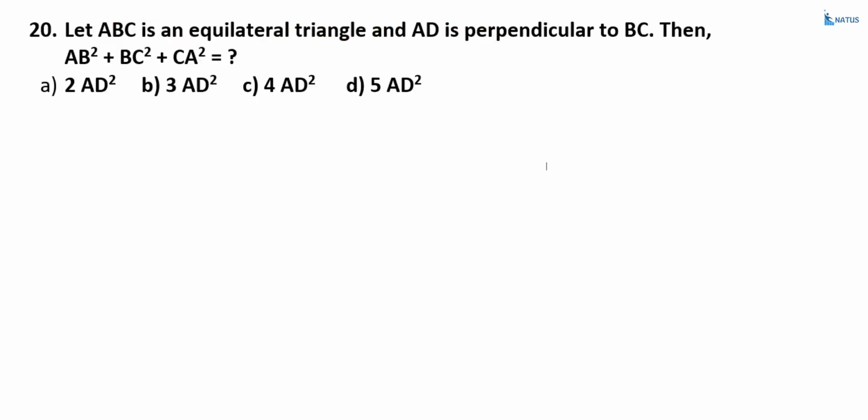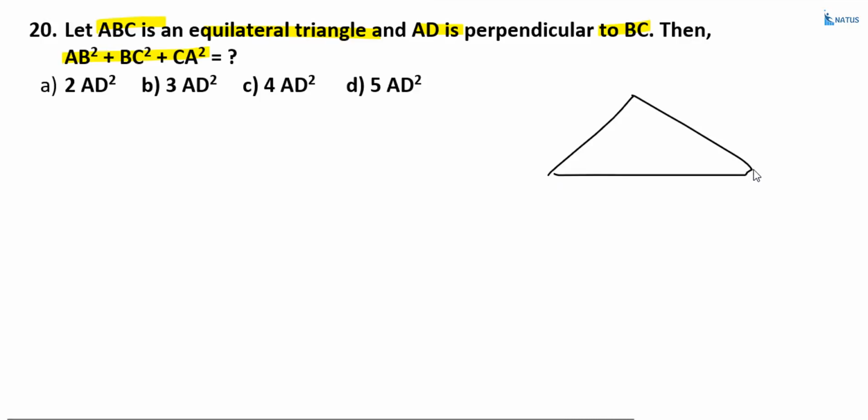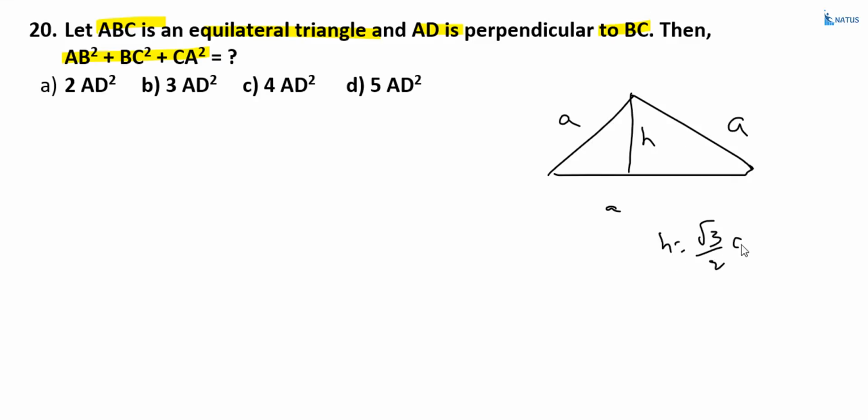Next, 20th question. ABC is an equilateral triangle and AD is perpendicular to BC. Then AB square plus BC square plus CA square is equal to. Now, perpendicular, let us take this is H. What is the H? That is equal to root 3 by 2 A. This H is nothing but AD, perpendicular to BC. Right?